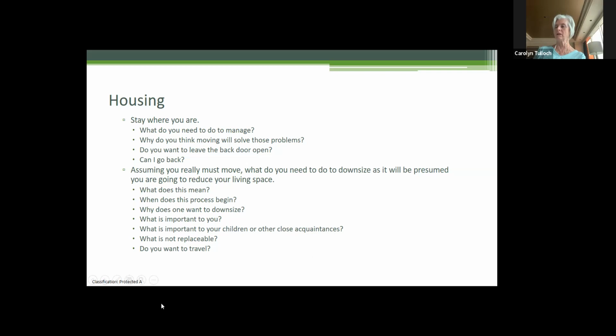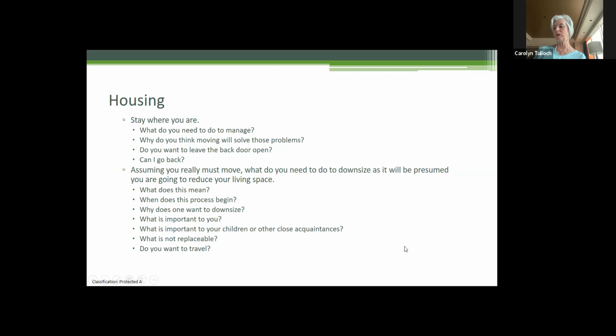Now, there are lots of times where you can bring care into your own home. If you think that will solve your problem, that would be fantastic. I know people that have moved into care facilities and actually moved back into their own home just because it turned out it really wasn't what they thought it was going to be. That's why I say if you want to leave the back door open, you could always come back.